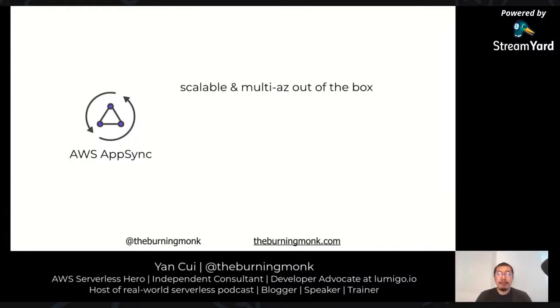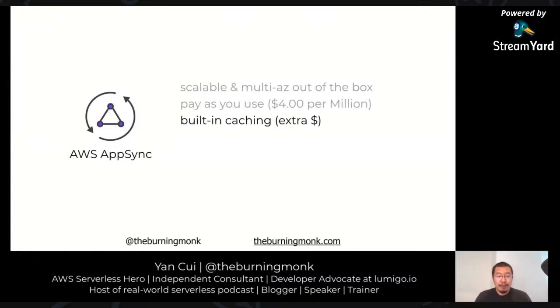So AppSync itself is very, very scalable. The GraphQL subscription implementation can support millions of connected clients concurrently. And your AppSync API is also deployed to multiple availability zones out of the box, which gives you a really good baseline in terms of resilience. And the great thing here is that you only pay for what you use, at $4 per million operations. And as I mentioned earlier, it also has built-in support for caching, which does charge you extra. Essentially you are now going to be paying for uptime for a Memcached node.